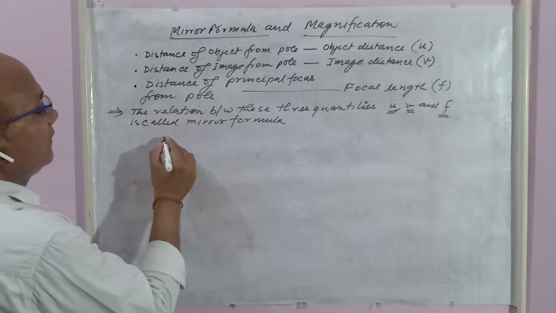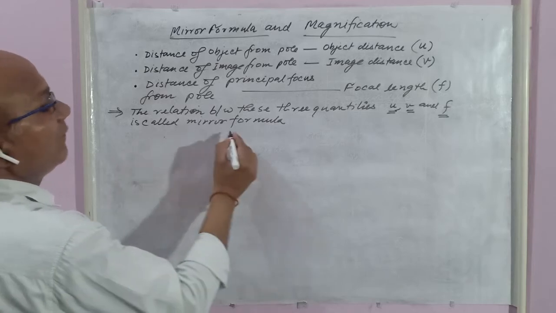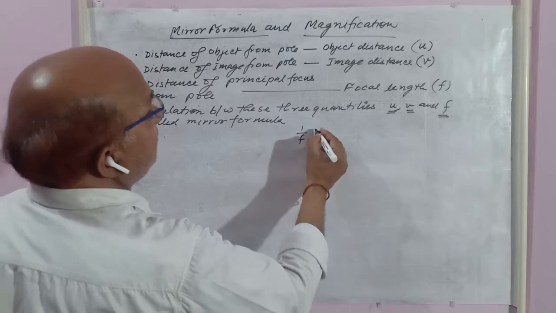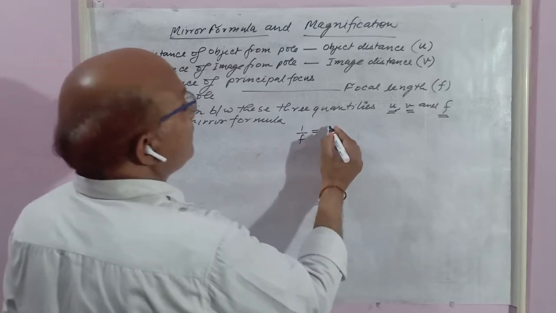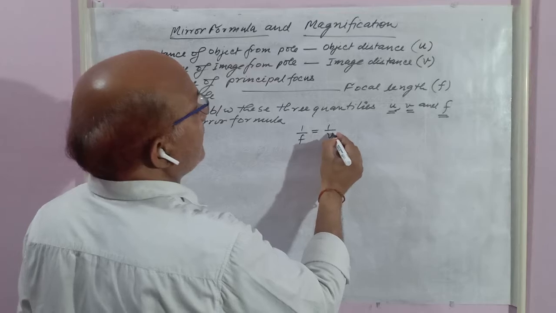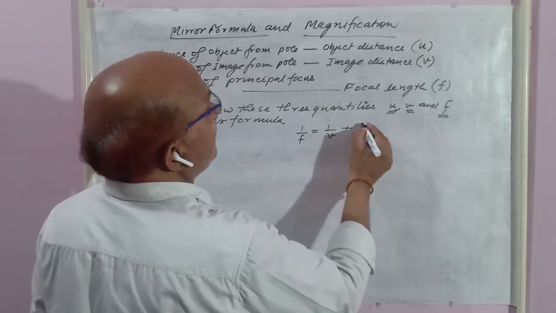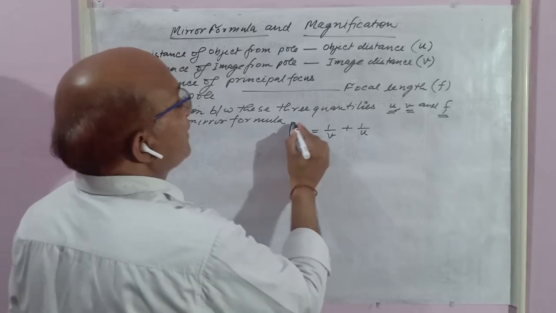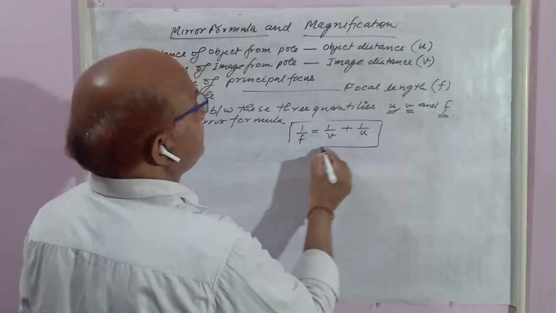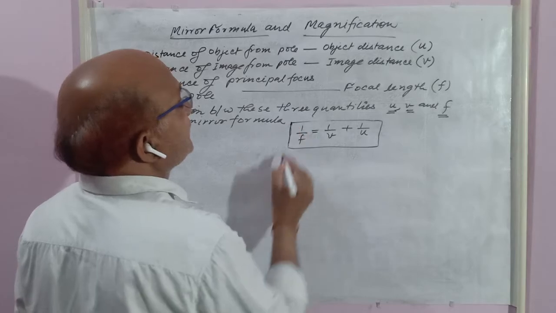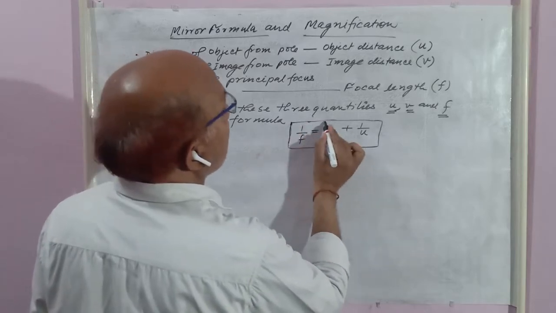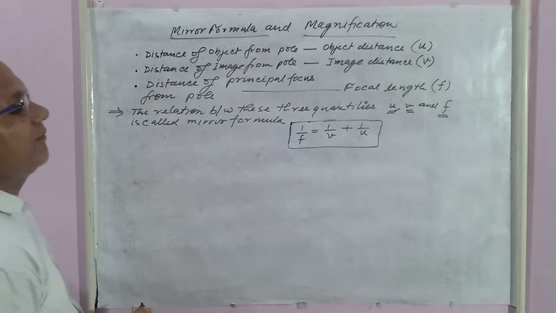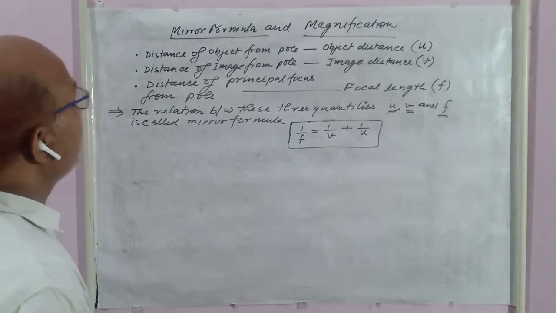According to this, 1 upon F is equal to 1 upon V plus 1 upon U. This is mirror formula. We will use this mirror formula to solve the numerical problems related to the spherical mirror.